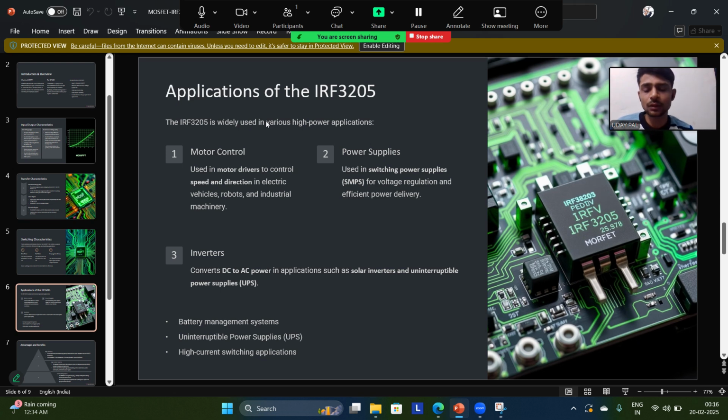There are many applications, but we will talk about the main ones, just like motor control, power supplies, and inverters. Inverters basically convert DC to AC power. Motor control is used to control the speed and direction of motors, in vehicles, robots, and industrial machinery. Also the power supply, we use it for switching power supply for voltage regulation. There are many applications also, like the battery management system.